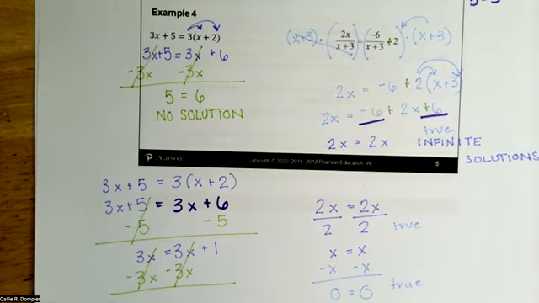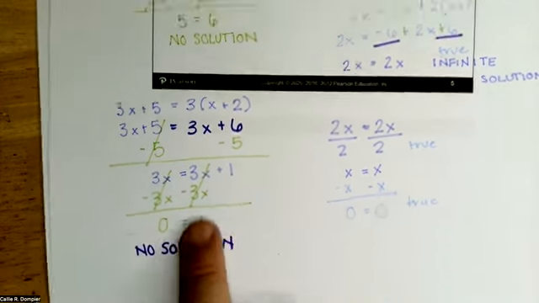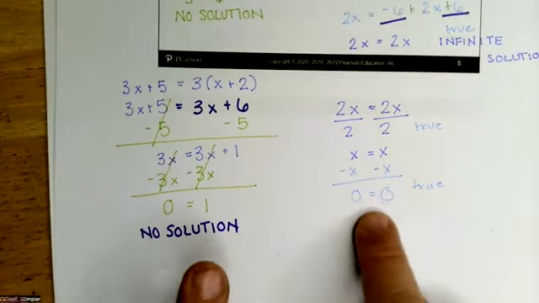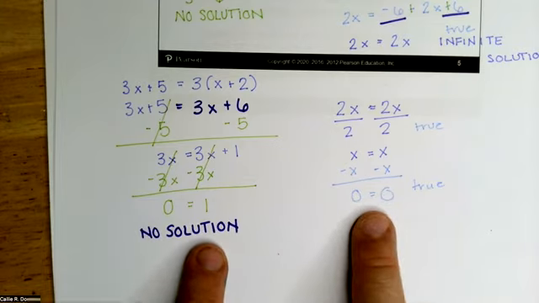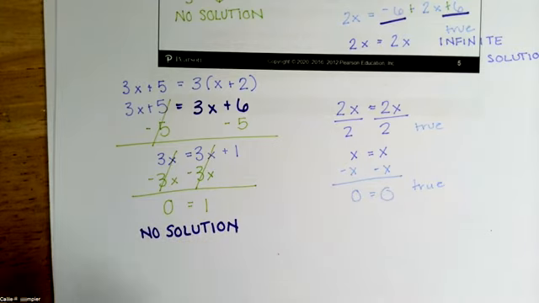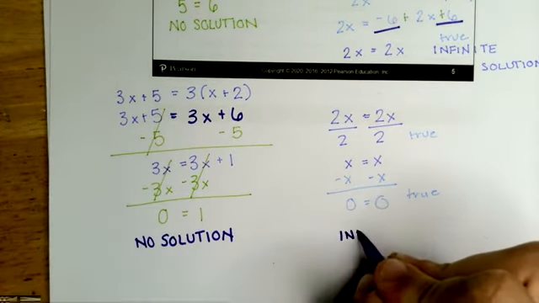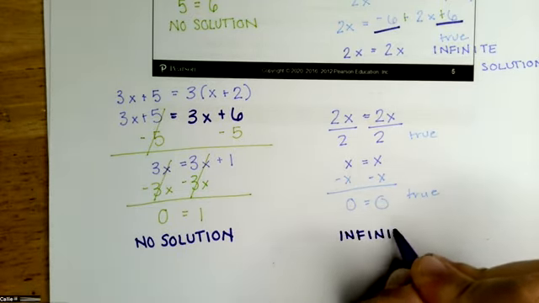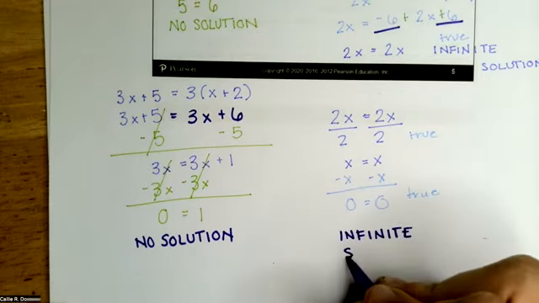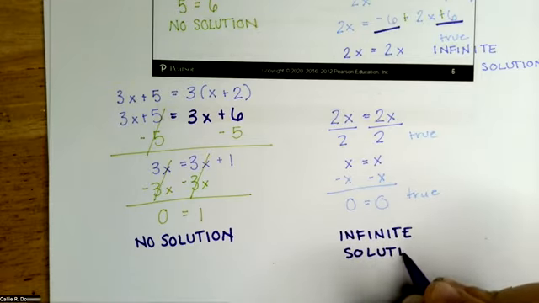Good. All right. So if there are no letters by the time you are done solving it, you decide whether it's no solution or, remember, these is infinite solutions, and it might be all real numbers.